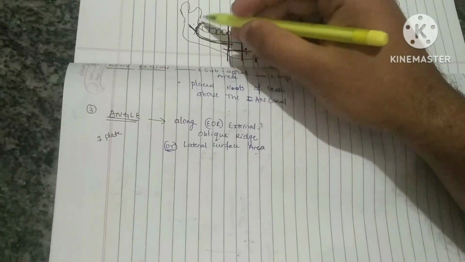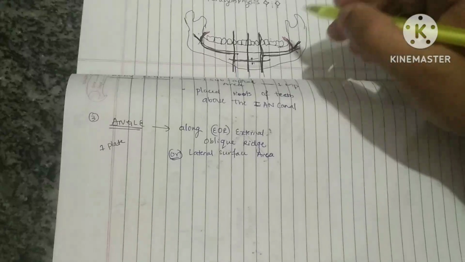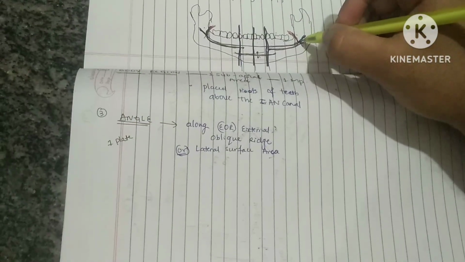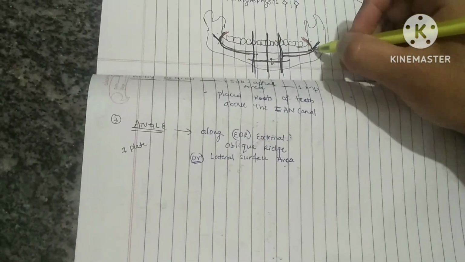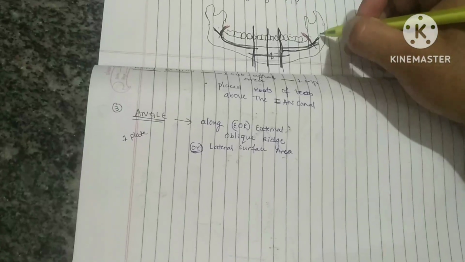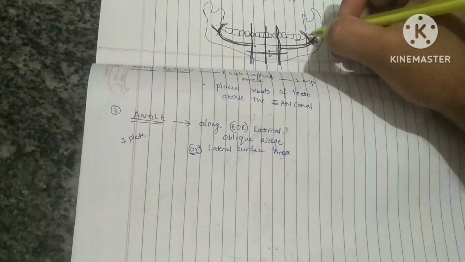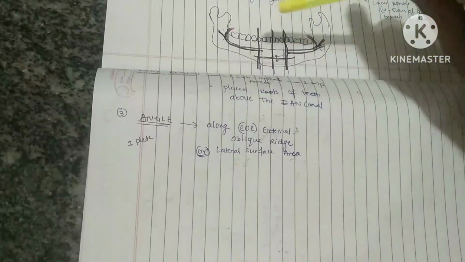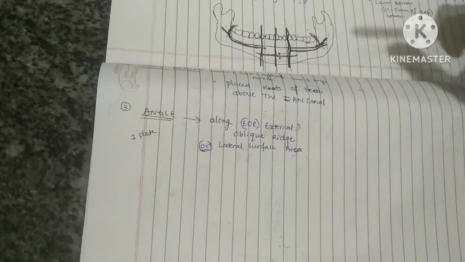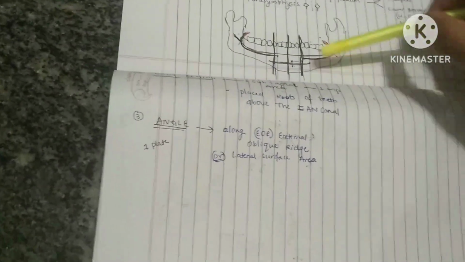Now this is called the external oblique ridge, or the lateral surface area, the area extending along the line of the inferior nerve. So this is called the lateral surface area, and this is called the external oblique ridge. Along either of these two, we are going to fix the mini plates, that is, the angle of the mandible. Angle fracture.